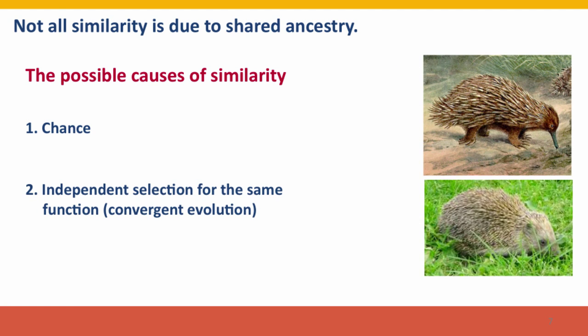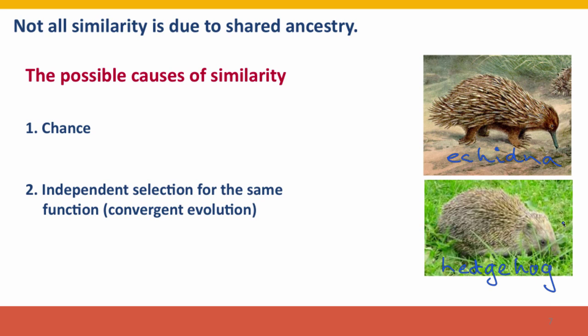Similarity can also arise on independent features that become similar because natural selection is selecting for the same function. Here we see two animals. This is the Australian echidna. Its closest relative, its only close relative, is the platypus. It lays eggs. This is the European mammal, the hedgehog.